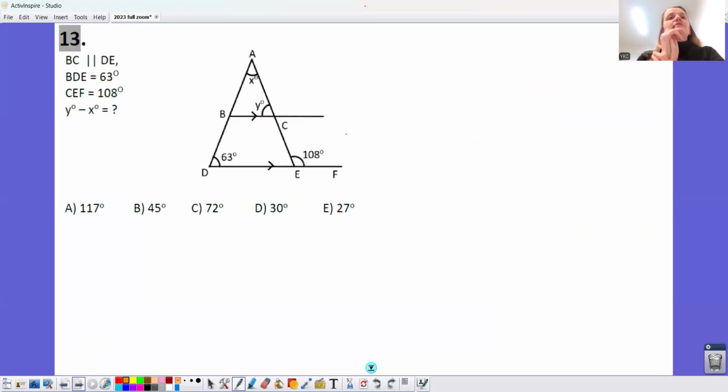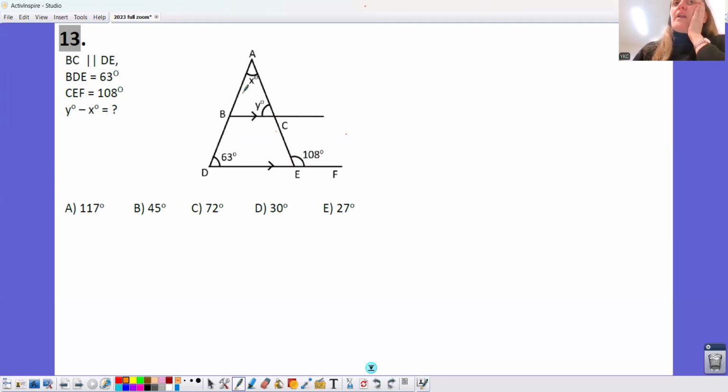Now, the 13th one, a geometry question. So here, first you need to see what is given. You need to read what is given. These two lines mean parallel: BC is parallel to DE. Also, parallel lines are shown with arrows like this. And then it's given that BDE is 63 and CEF is 108 degrees.